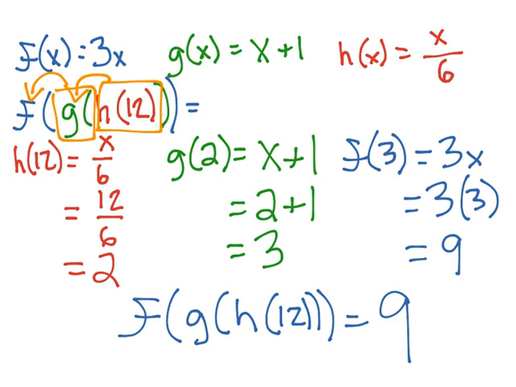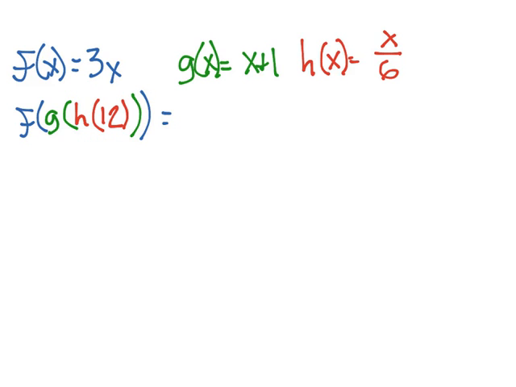We've simply broken down the problem and made sure to move in an organized pattern from the innermost to the next innermost to the next innermost layer. You're always going to start from the most inside set of parentheses. Now, we'll look at the same problem using the second method. So once again, f of x is 3x, g of x is x plus 1, and h of x equals x divided by 6. And we're asked to evaluate f of g of h of 12.